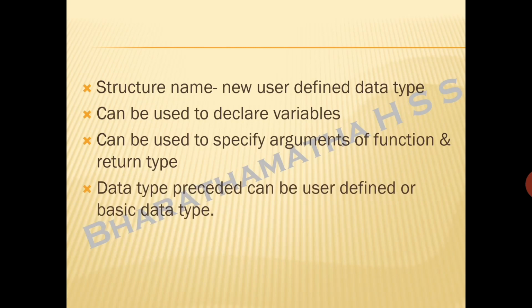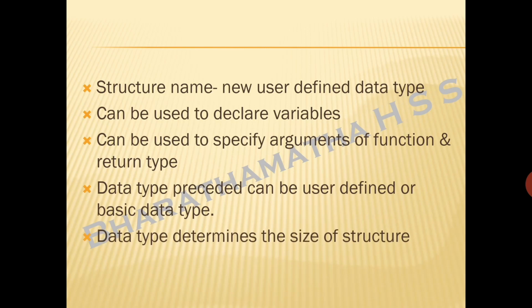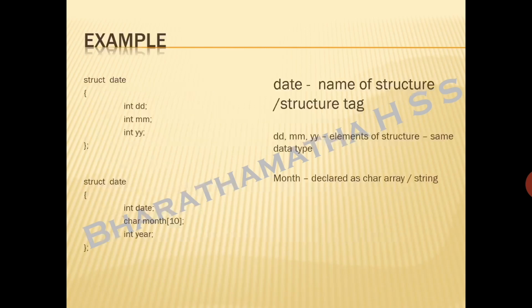So the data type preceding the structure can be a user-defined data type or a primitive data type also. The data type determines the size of the structure, that is, how much amount of memory is occupied, so that you can estimate it with the help of the data type associated with the structure. So now look into this example.